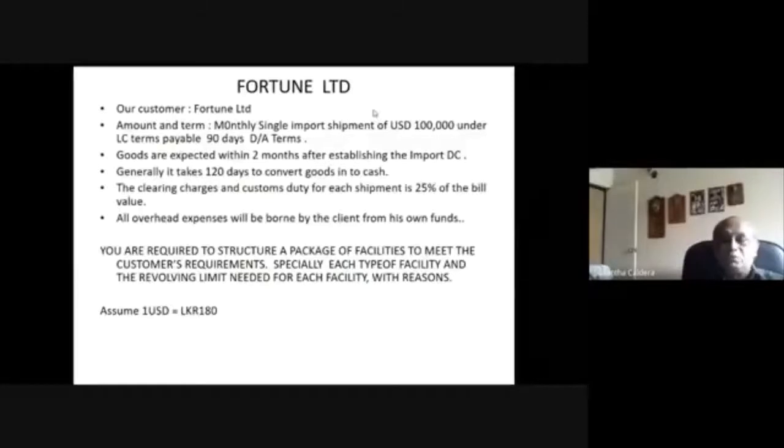the client from his own funds. Right? You are required to structure a package of facilities to meet the customer's requirement, especially each type of facility and revolving limit needed for each facility with reasons. With reasons. If you have this facility, we'll have to give them the reasons. Right?